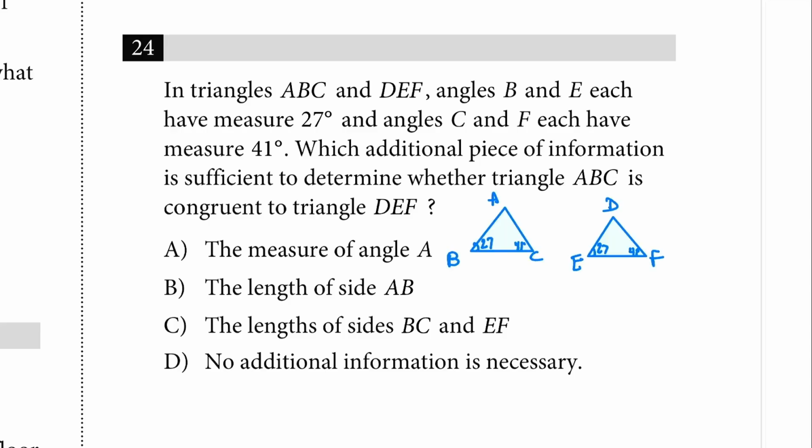Okay, the first option says that we would need the measure of angle A. Now, if we have the measure of angle A, that doesn't tell us the measure of angle D, so that's not going to be right. The length of side AB would only be helpful if we also had the length of side DE, because then we would have an angle-side situation. Option C says the length of side BC and EF, and that would be an angle-side-angle situation. So this is going to be option C.